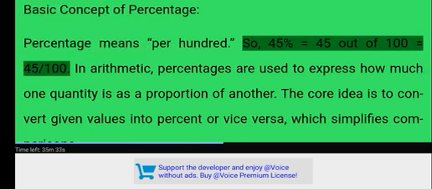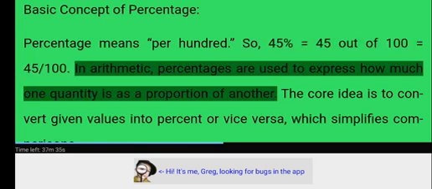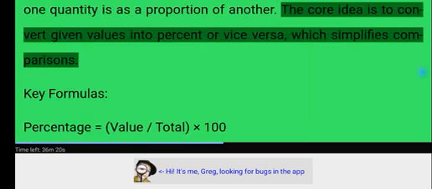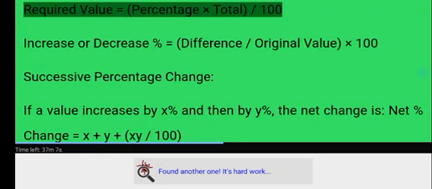Percentage means per 100. So, 45% equals 45 out of 100, equals 45 hundredths. In arithmetic, percentages are used to express how much one quantity is as a proportion of another. The core idea is to convert given values into percent or vice versa, which simplifies comparisons. Key formulas. Percentage equals value divided by total times 100. Required value equals percentage times total divided by 100.